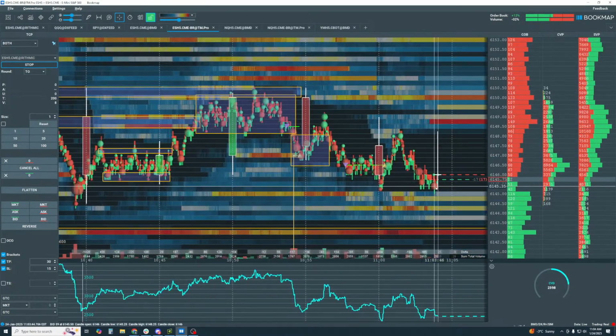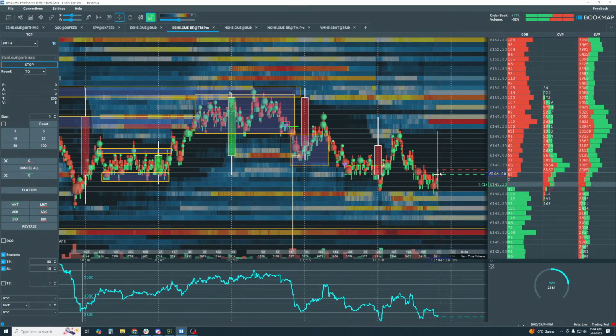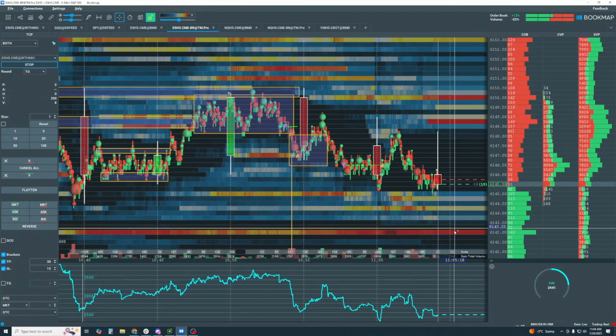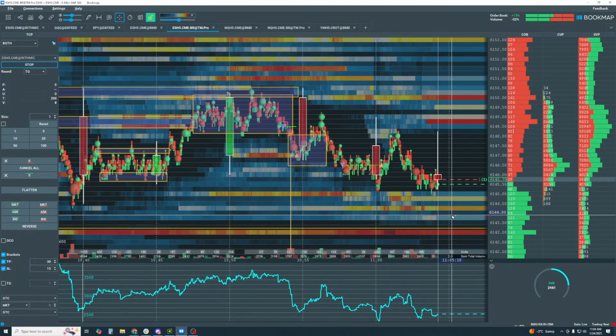Okay, again, auctioning here. Now, if we get a string of buyers in here, and they pull away, then yeah, we'd look for a move back up here in our short squeeze. But it's looking pretty good for a move to the downside.